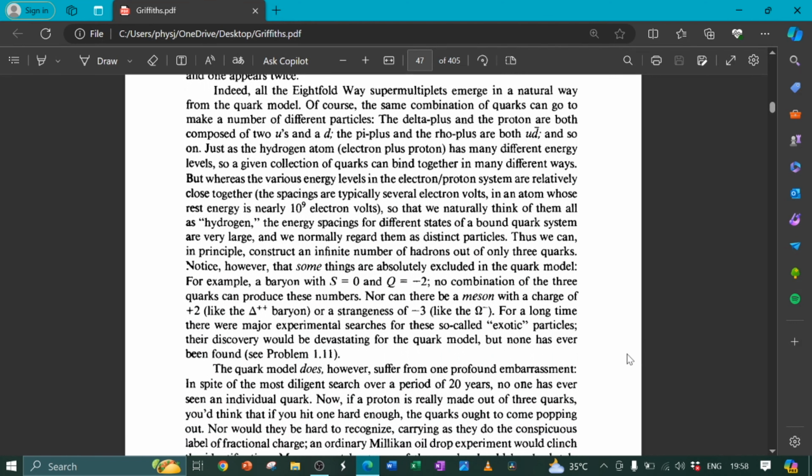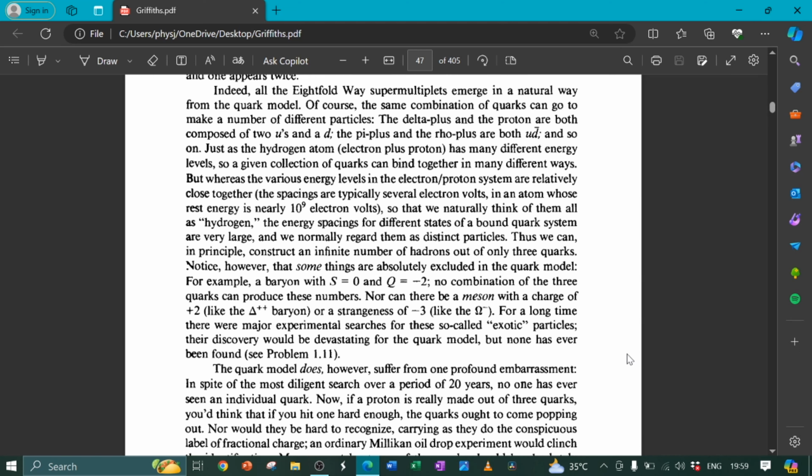Of course, the same combination of quarks can go to make a number of different particles. The delta plus and the proton are both composed of 2 U's and a D. The pi plus and the rho plus are both U D-bar, and so on. Just as the hydrogen atom, electron plus proton, has many different energy levels, so a given collection of quarks can bind together in many different ways.